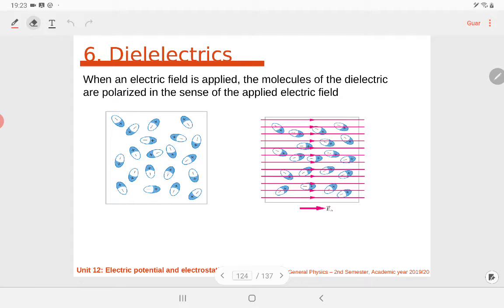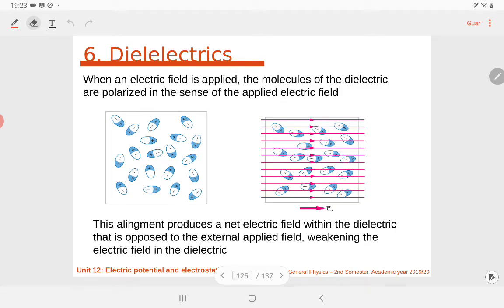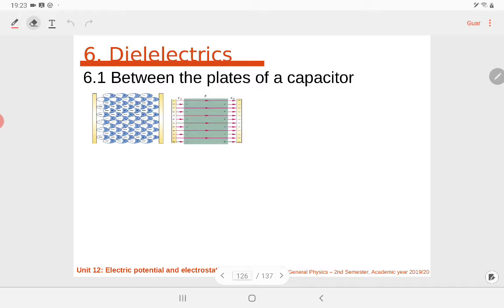If the dielectric was not made of polar molecules, the application of this external electric field is going to produce induced dipoles, and it's going to orient them. In any case, this alignment is going to produce a net electric field within the dielectric that is going to be opposed to the external field being applied. So inside the dielectric, the total electric field is going to be weaker than the external electric field applied. So when we put this dielectric in between the plates of a parallel plate capacitor, the effect is going to be to reduce the electric field inside the dielectric.